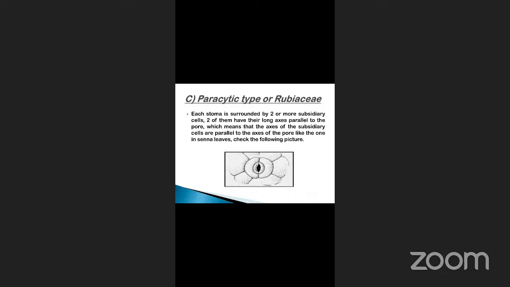This type of stomata is called parasitic. Parasitic are parallel celled stomata. Another name is rubiaceous. Parasitic or rubiaceous. Subsidiary cells are arranged parallel to the guard cell. That is parasitic stomata.